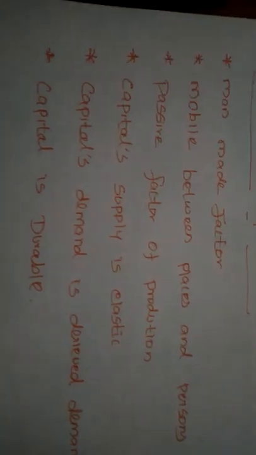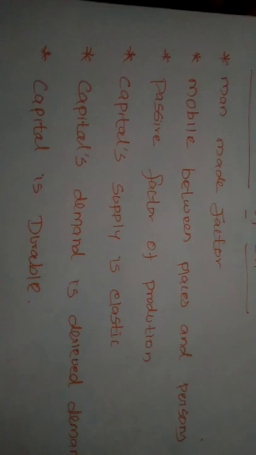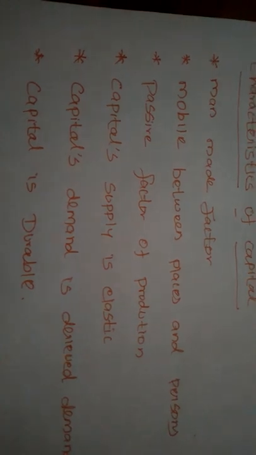We can easily move vehicles or properties from one place to another. So capital is mobile between places and persons. Next, it is a passive factor of production. Capital is also like land: we can use the capital, but the capital will never do something by itself. So capital is also considered a passive factor of production.